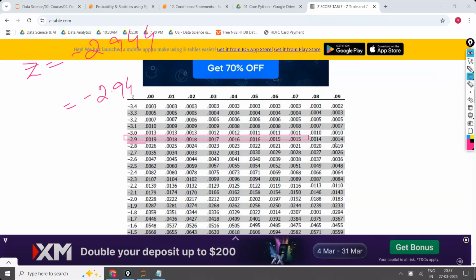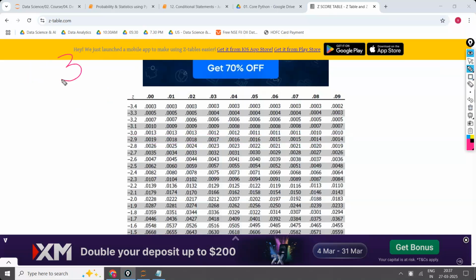This is okay for everyone. 2.9 means this line. Okay now? Now, what is the second decimal? 4. Where is 4? This one. Now, these two combining, which value is getting combined? 0.0016. That is the probability. Point is clear? Clear or not clear?